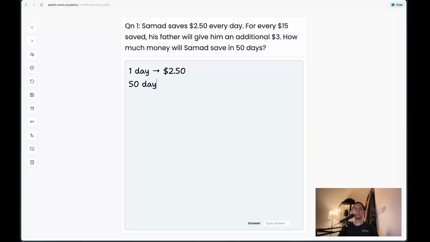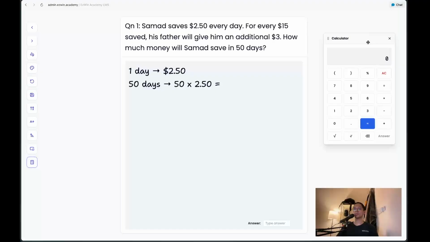So for 50 days, he will then get 50 times 2.50, which is equal to, let me grab my calculator, 50 times 2.5. This will give us $125. So for every $15 saved, his father will give him an additional $3.